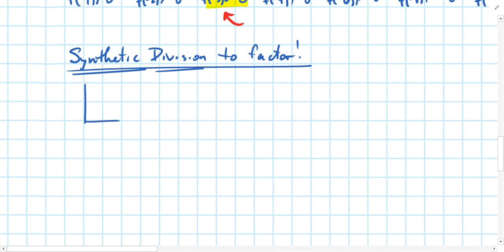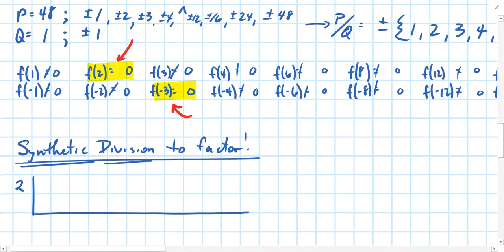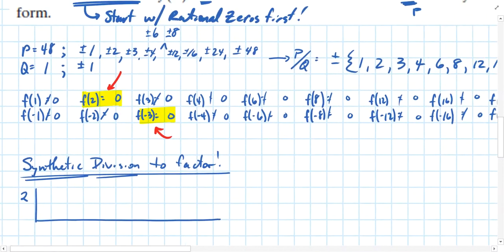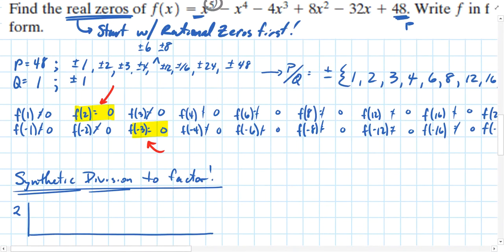But with synthetic division, what I'm going to do is I'm going to create this L chart, and on the outside I'm going to indicate the 0 that I want to test first. I'm going to start with number 2. Now inside the L chart in the top row, I'm going to list all of the coefficients of the original polynomial. So I'm going to start with 1, -1, -4, 8, -32, and 48.